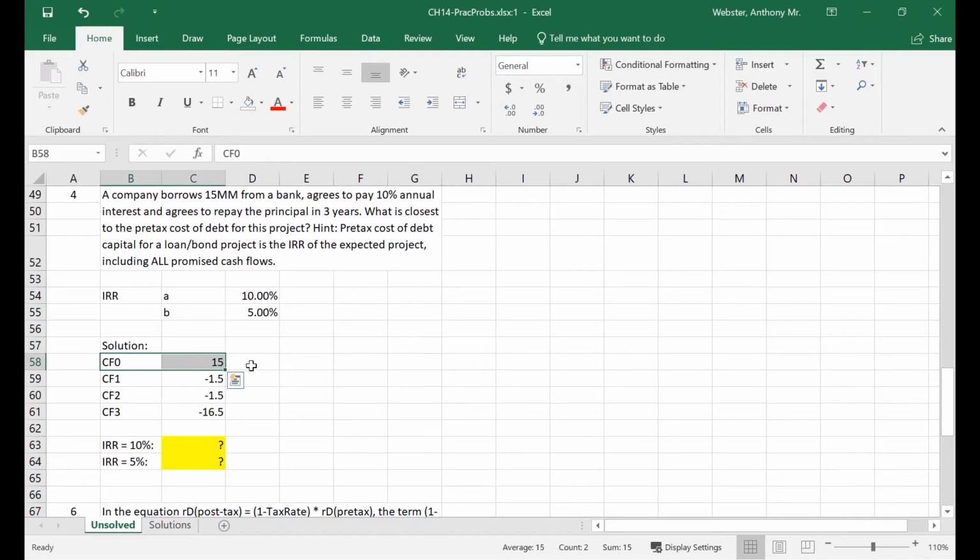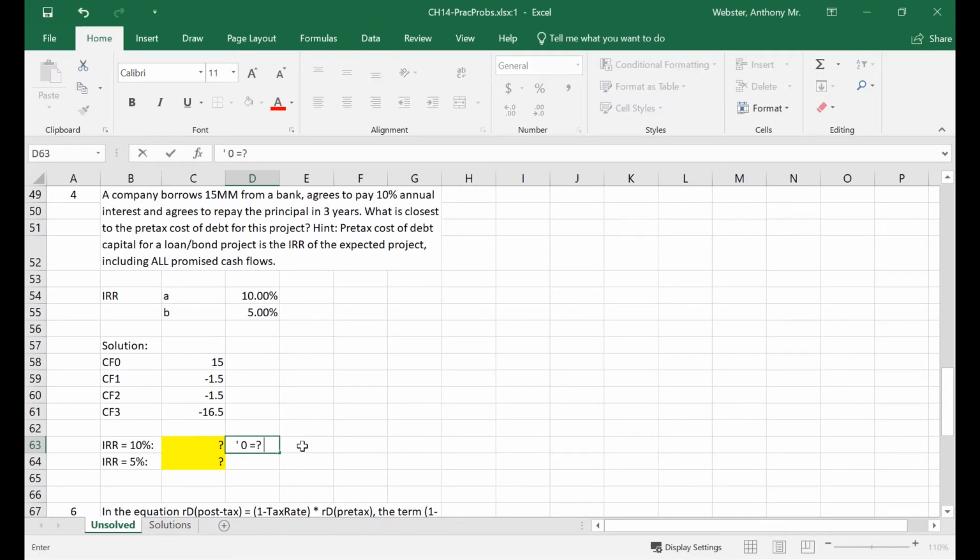So the company gets at t equals 0, 15 million, and then they pay 10% interest after a year, another 10% interest after 2 years, and after 3 years they pay another 10% interest, and they repay the principal of 15. So that's why we have a total of minus 16.5 here. And what I'm going to do, you could do this with GoalSeek in Excel, you could do a lot of fancy things. I'm just going to literally try 10% and then try 5% and see which one works here. So I'm going to do it all by hand.